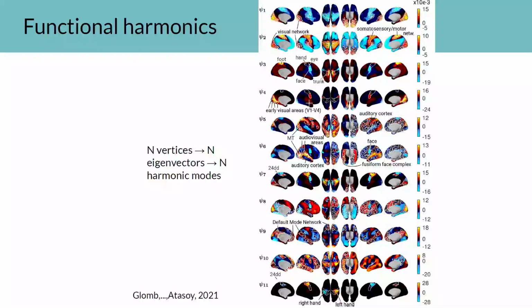And you can see these beautiful patterns that range from very coarse patterns that show very big parts of the cortex in the same network, let's say, to more finely grained patterns when you go to higher order eigenvectors.